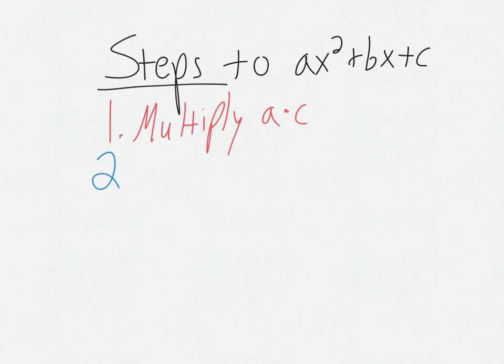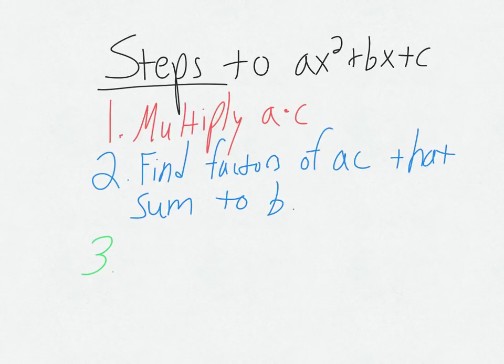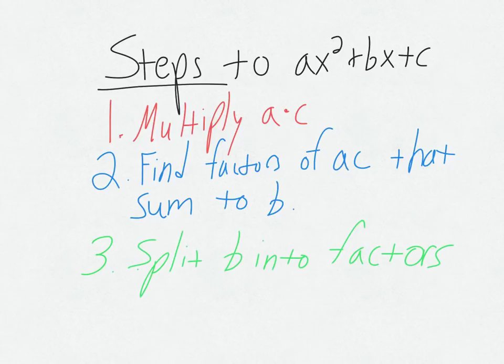Step 2, we're going to find factors of that add to b. That word is factors. Find factors of a times c that sum to b. Terribly, terribly written. Then step 3 is factor by grouping. Oh, nope, no it's not. Step 3 is split b into the 2 factors. And then finally step 4, use factoring by grouping.